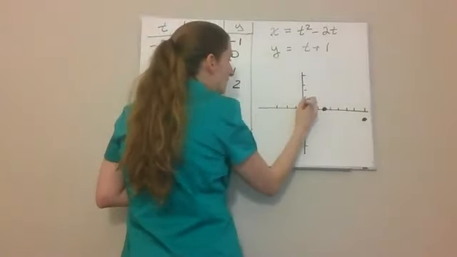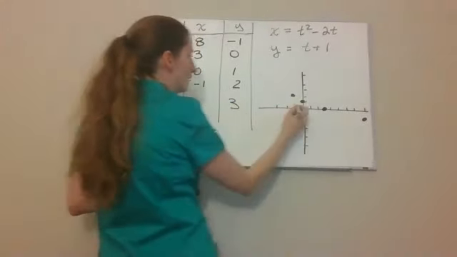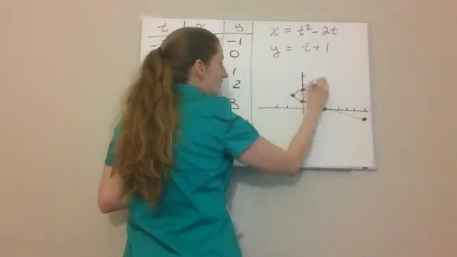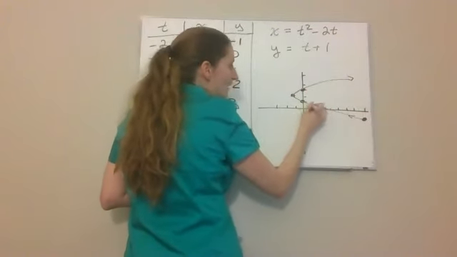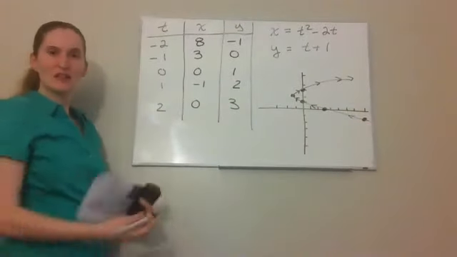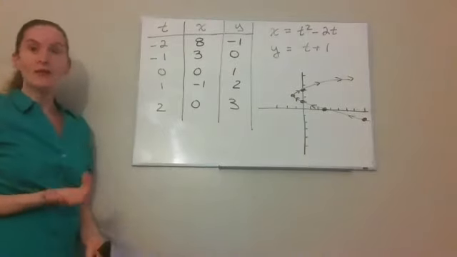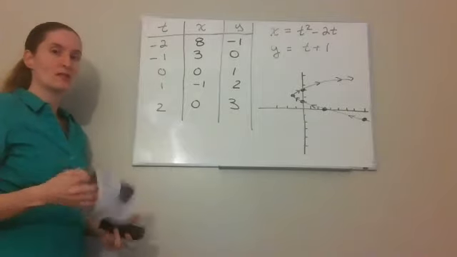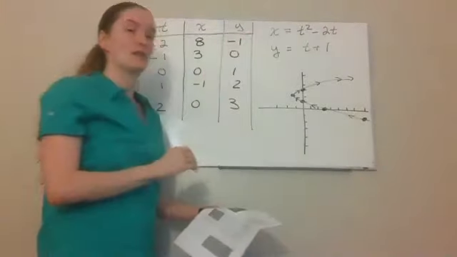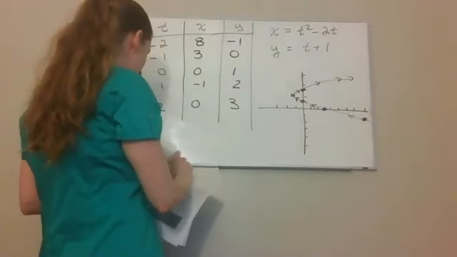0, 1, -1, 2, and 0, 3. In connecting the curve, it's going in this direction. I get something that kind of looks like a sideways parabola, so you might think that this is a parabola. And we can actually verify that this does give us a parabola if we do what's called eliminating the parameter. What that is, is rewriting our parametric equations as just one equation involving x and y. So let's see what we get when we try to do that.